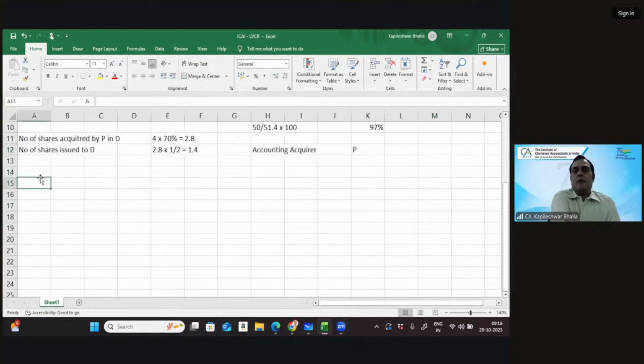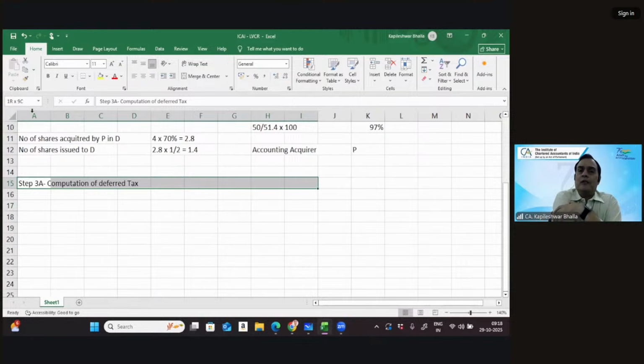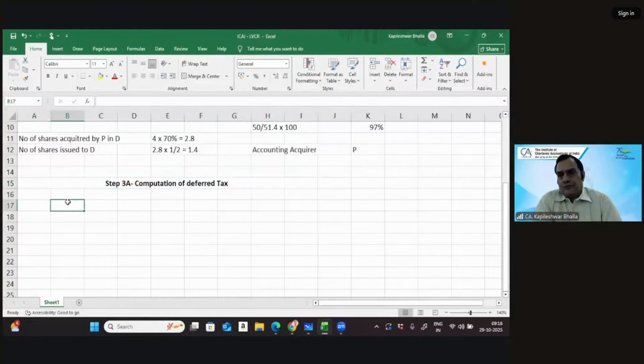We go to the next step now, step number 3A. Step number 3A, as I said earlier, is going to be the computation of deferred tax. So we are given a tax rate in the question, and we now need to go in for the calculations of deferred tax based on that data. What we're going to do now is identify all those assets and liabilities which are taken at other than the book value. So we need to see the book value, and basically the fair value will become the book value and the tax base will be the book value itself.